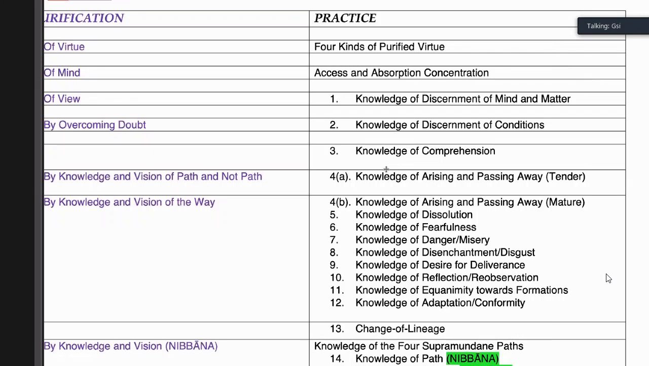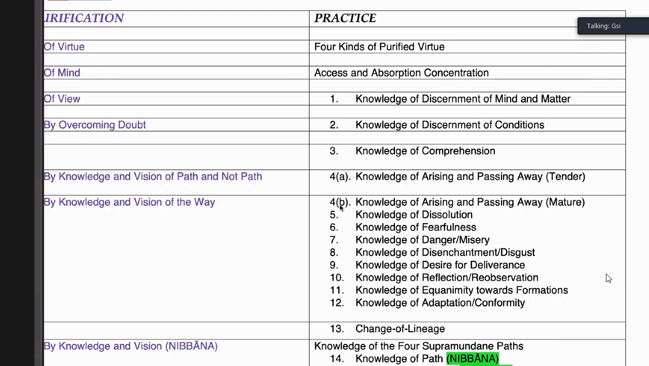Since we are talking about the jhana, let us connect it with the insight. The third knowledge is where you find your first vipassana jhana. And the second vipassana jhana is at 4A, the knowledge of arising and passing away, at the tender knowledge. When you are at the tender knowledge there, you'll find that joy is there. The joy is quite prominent.